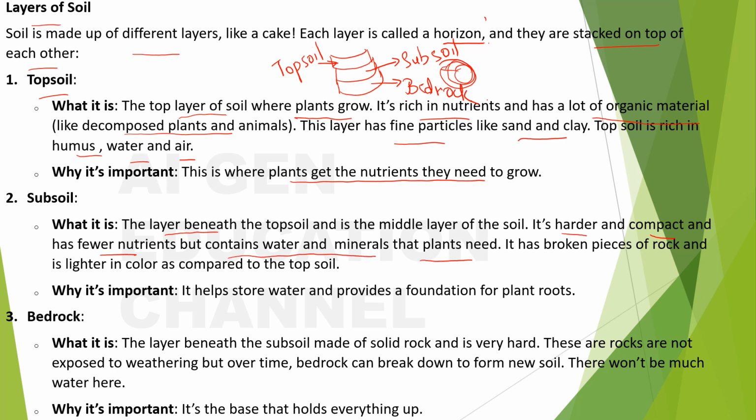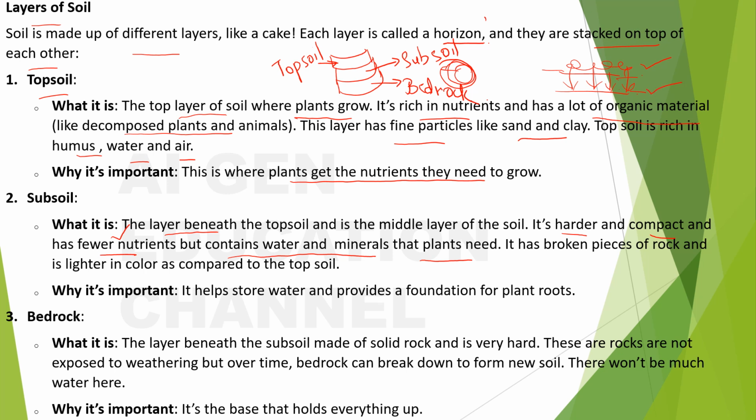So why do you think the nutrients will be fewer here? Whatever decayed material we can find, you can find it on the top layer of the soil, right? The penetration of these nutrients, this humus content, into the soil will be less. So when compared to this, obviously you will find less amount of nutrients at this layer.